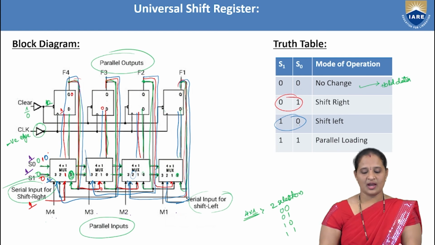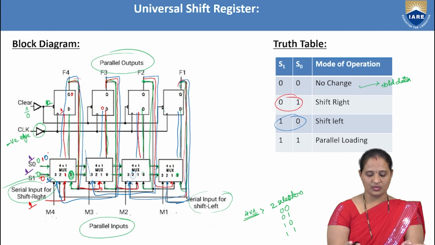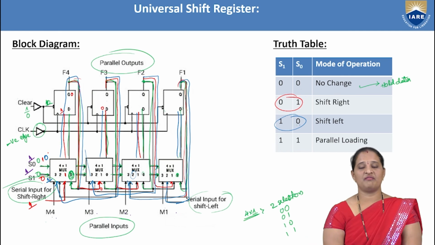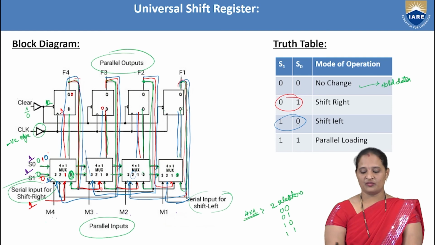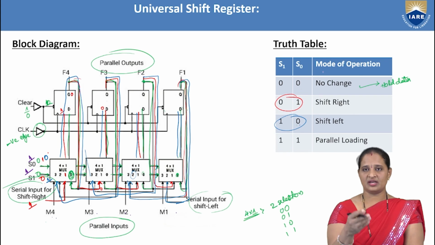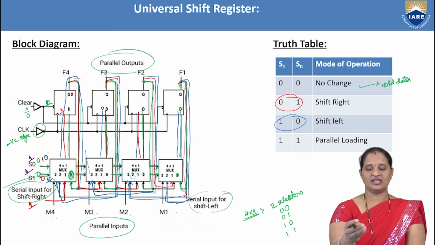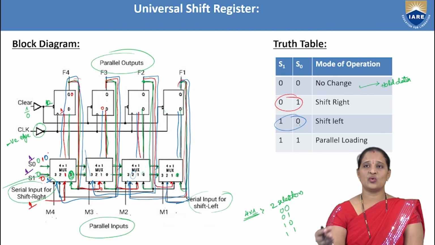So that is about the operation of the universal shift register. Only thing is, you need to remember the connections of flip-flops and multiplexers so that you can analyze the output. When the selection inputs are 0, 0, there is no change. Whatever data was stored in the flip-flops during the previous clock will be retained as it is. So that is why it is called no change operation, or else hold state.